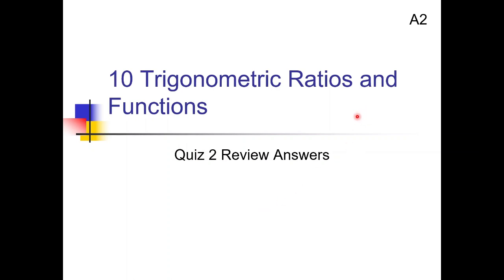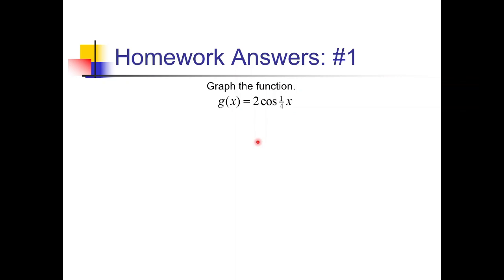Hello there, Mr. Sutton here, bringing you the Algebra 2 Chapter 10 Quiz 2 Review Solutions on Trigonometric Ratios and Functions Part 2, dealing specifically with graphing trig functions and identities. For this first problem, we're trying to graph g of x equals 2 cosine 1/4 x.